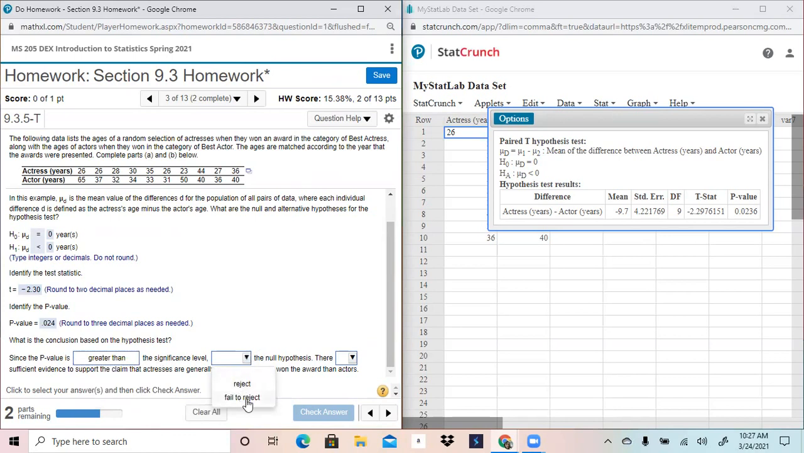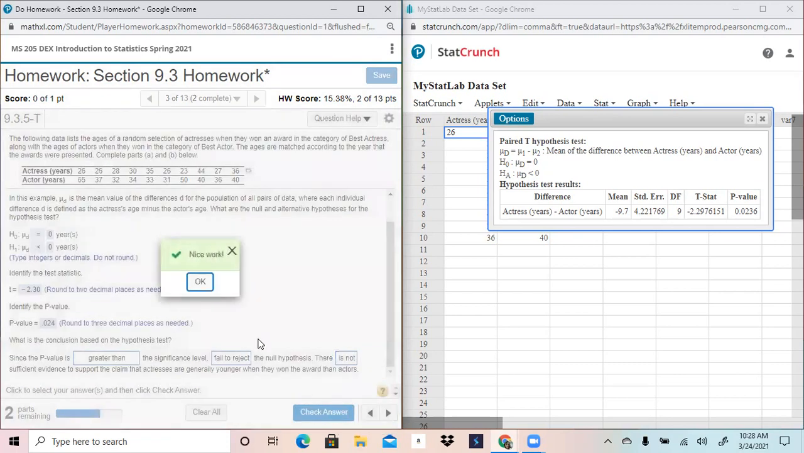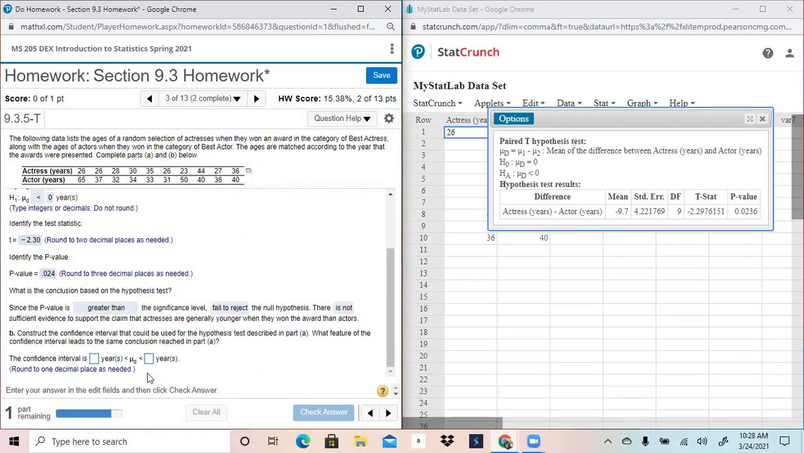Therefore, we will fail to reject the null hypothesis because there is not sufficient evidence to support the claim that the actresses are generally younger. Now, if this had been a 0.05 significance level instead of 0.01, we would have actually supported that claim. But because they chose to go with 0.01, even though it was pointing in the direction that the actresses were younger, because of that significance level, we will fail to reject the null hypothesis.